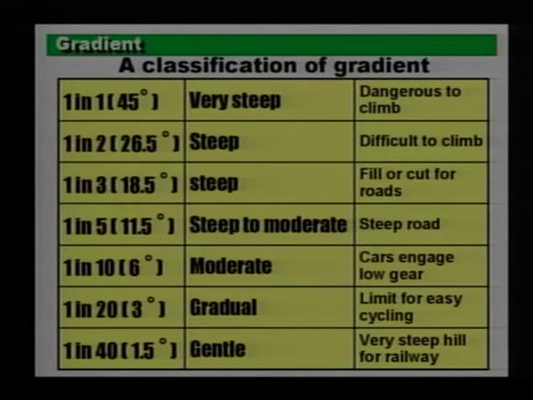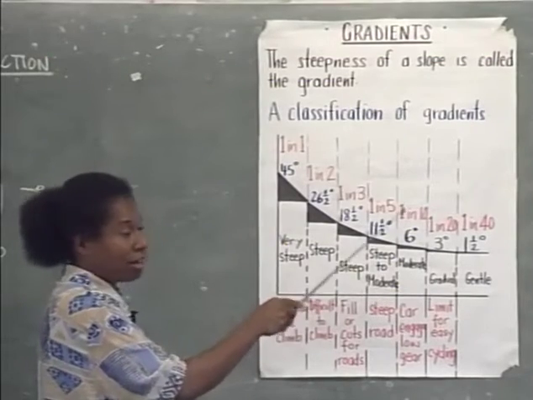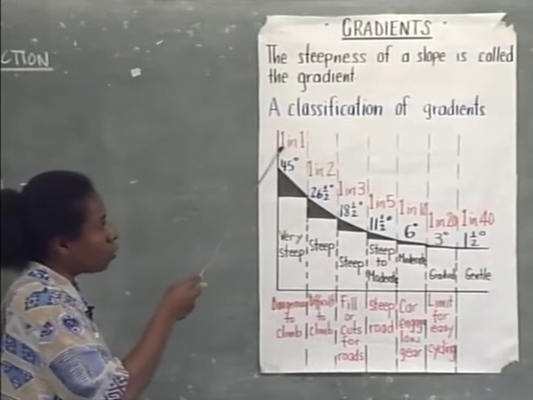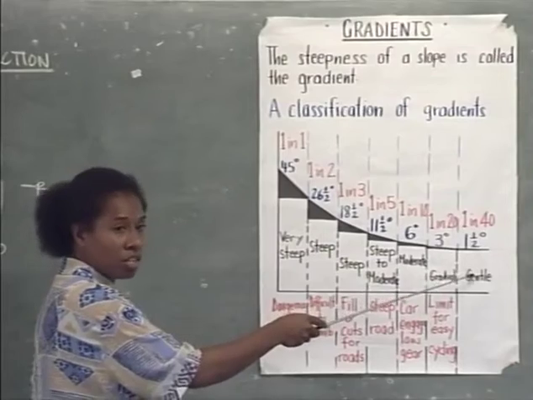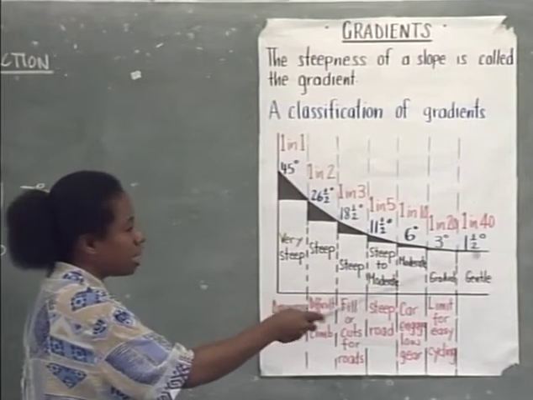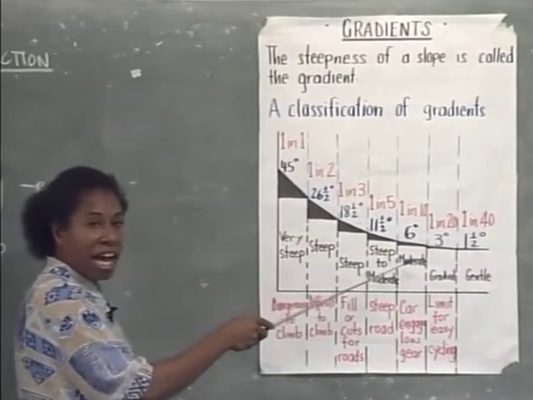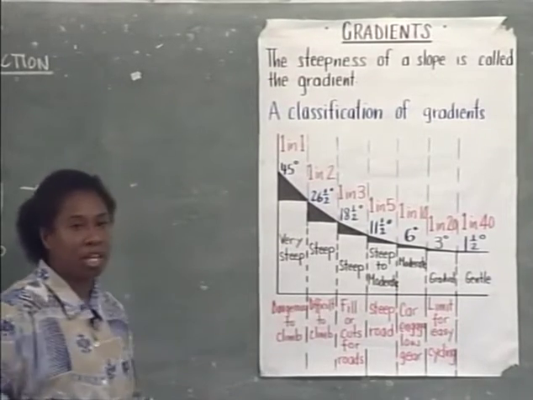So generally, we can also look at gradients and classify them using the following terms to tell us that perhaps a particular area is very steep if it has a 1 in 1 gradient, or that the slope is gentle if it is perhaps 1 in 20. So if people use the terms gentle, gradual, steep, or moderate, then you can have a fair idea of what the gradient is actually like if you did the calculation.